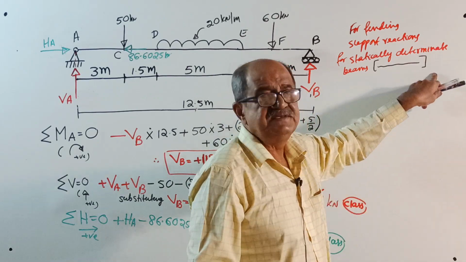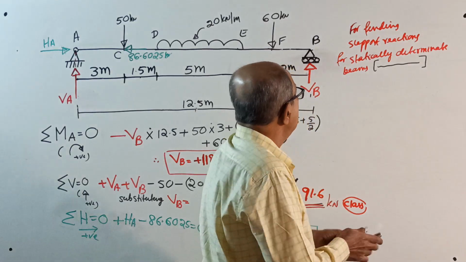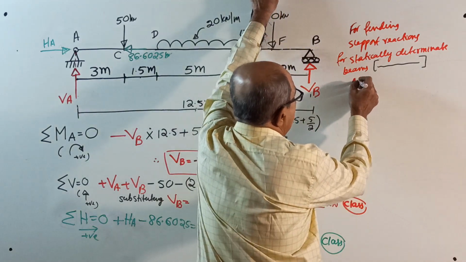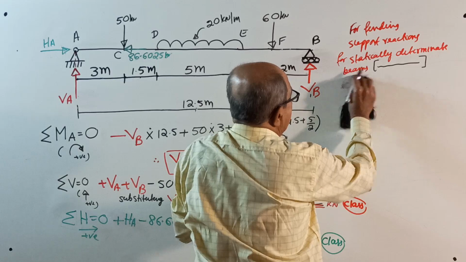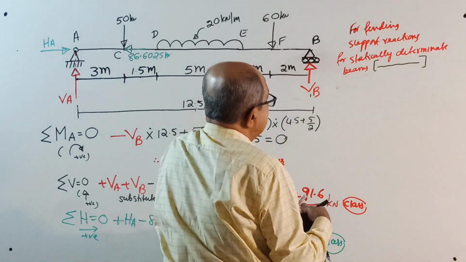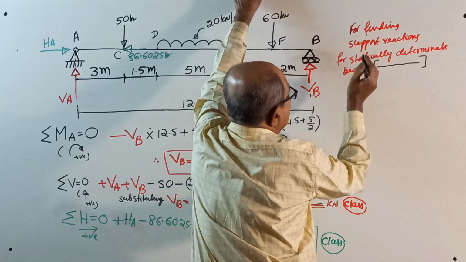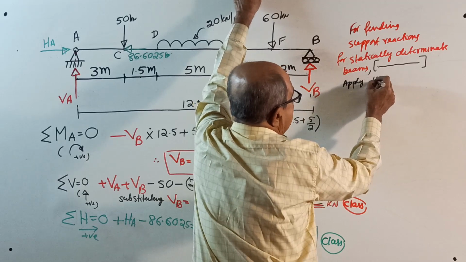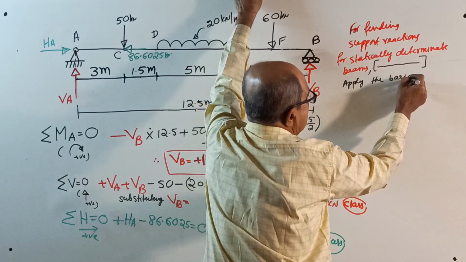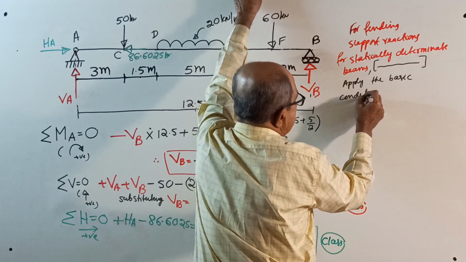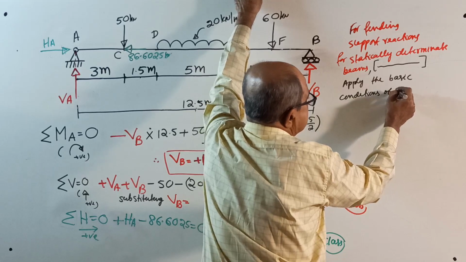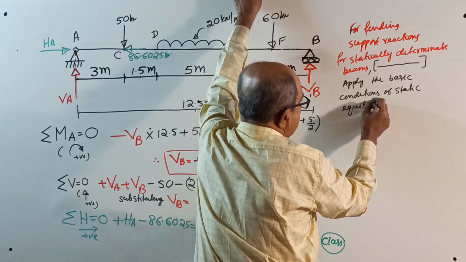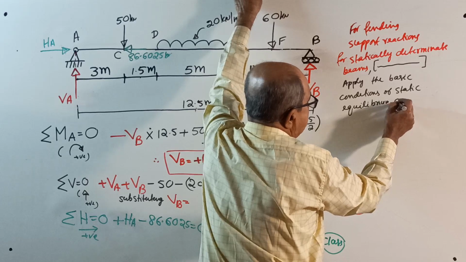Then once again, the same thing will apply. Beams, apply. I will write in black color. There is a reason for it. This is still red color. Apply the basic conditions of static equilibrium applicable.